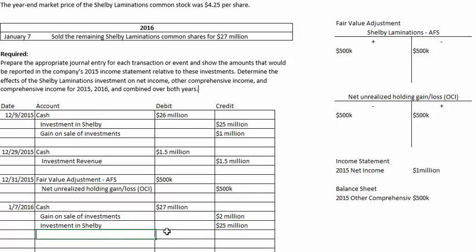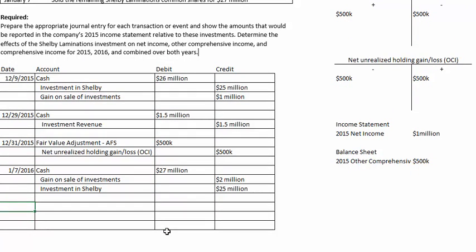So what's going to happen then? You could make the entry here on the same day that you sold the stock, January 7th of 2016. I'm going to debit the net unrealized holding gain/loss for other comprehensive income. So that's for $500,000. And then I'm going to credit the fair value adjustment account for the available for sale securities to complete that portion of the transaction and netting the value of the stock to zero. Okay, so that's what I would consider all the journal entries up through 2016.